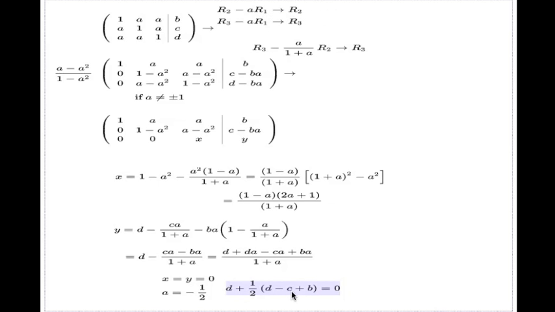That's the condition which we have. You can alter this condition a little bit, but still that will be the case when your system has infinitely many solutions under this extra assumption. What should we do with this extra assumption? Well, what should we do now with the other a's, when a equals 1 or a equals negative 1? We have to consider these cases separately.